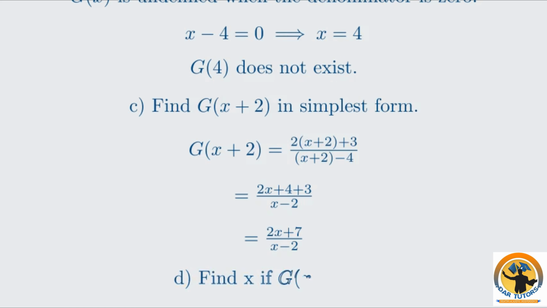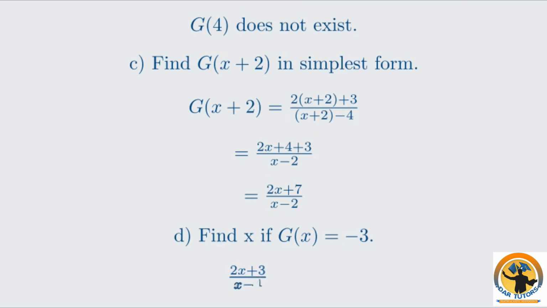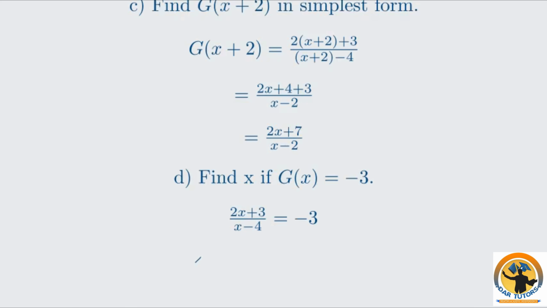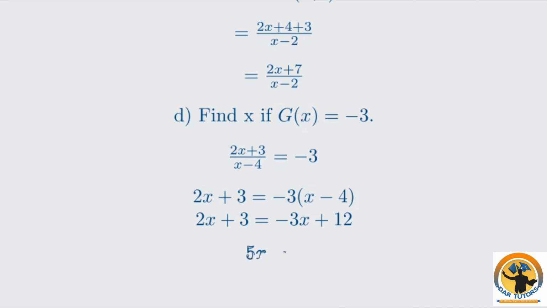Finally, let's find x if g of x equals negative 3. We set the expression for g of x equal to negative 3. Multiplying both sides by x minus 4 gives 2x plus 3 equals negative 3x plus 12. Solving for x, we find that x equals 9 over 5, or 1.8.